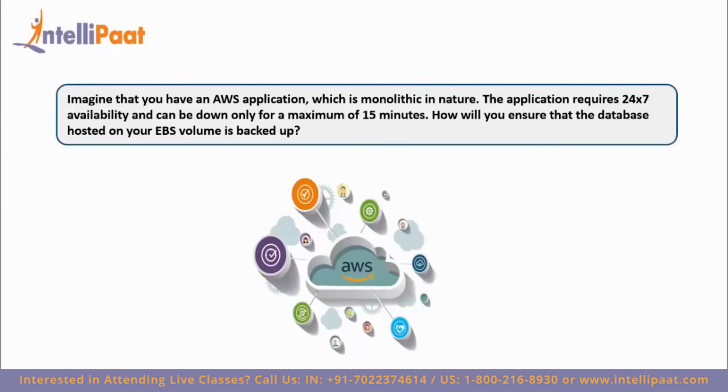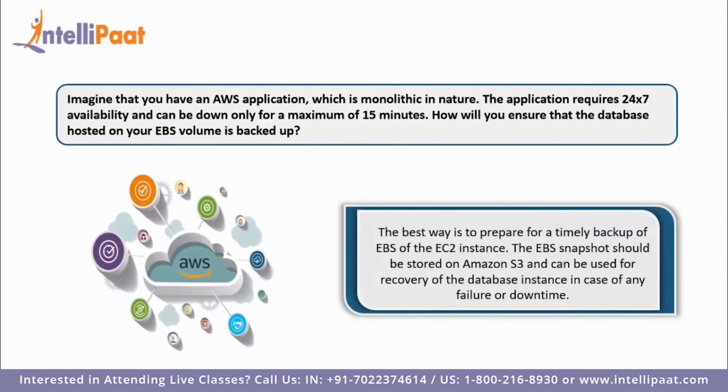How will you ensure that the database hosted on your EBS volume is backed up? Now, since it's a monolithic application, even the database resides on the same server as that of the application. So the question is, how will you ensure that a database is backed up in case there is an outage? So for this answer, I'll say the answer is pretty easy. You can schedule EBS snapshots for your EC2 instance at particular intervals of time, and these snapshots would basically act as a backup to your database instances which have been deployed on EC2. So hence the answer is EBS snapshots.